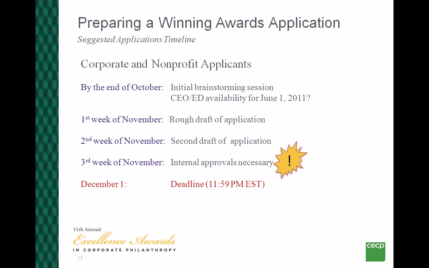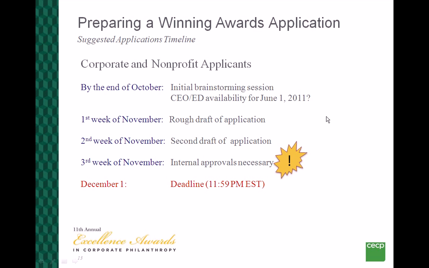As Courtney mentioned, for an organization to be recognized with an Excellence Award in June, the CEO or executive director of the nonprofit must be available in person. It might be a good idea now to check the calendar of your CEO and executive director, and if possible, put a hold on that date in anticipation of having a winning result.